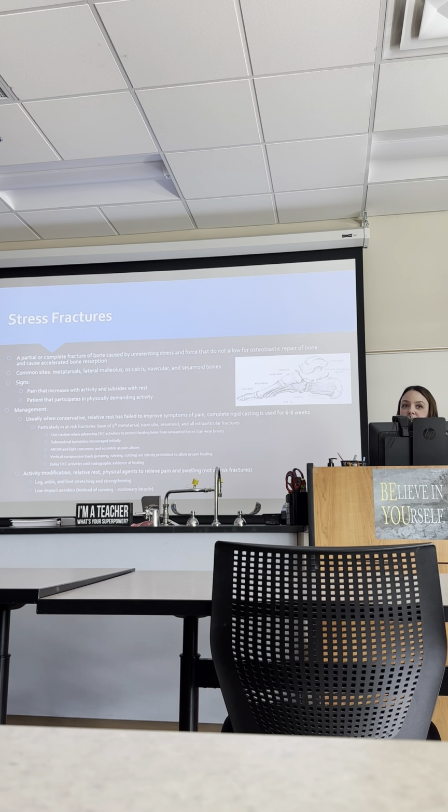Next step is a stress fracture. This is probably one that you've heard pretty commonly. Someone who has a stress fracture. Pretty common in the lateral malleolus. Os calcis is part of your calcaneus. The navicular or sesamoid bones. But usually they're like, oh, I've got a stress fracture in my foot. And a stress fracture is commonly from what type of activity?